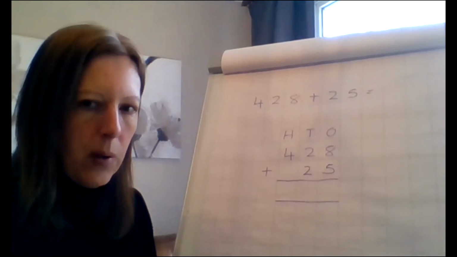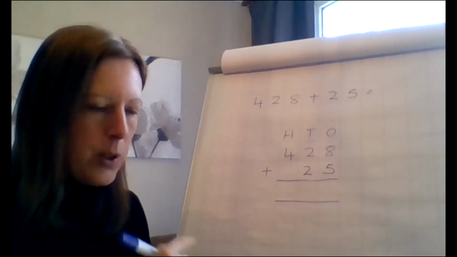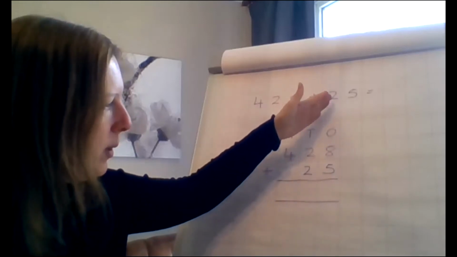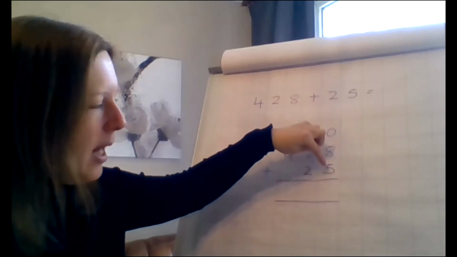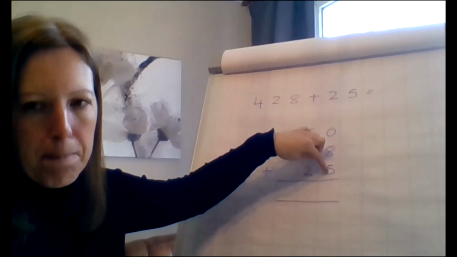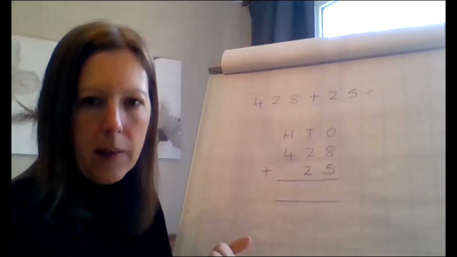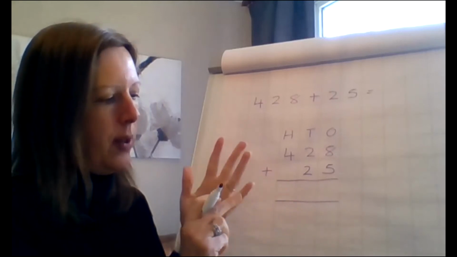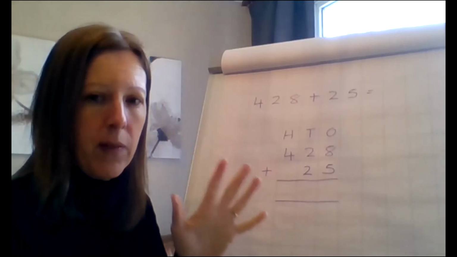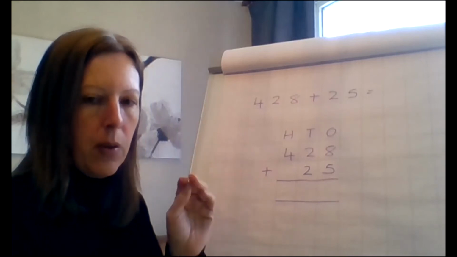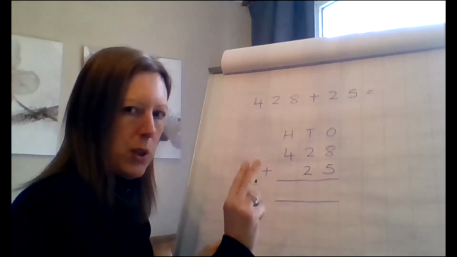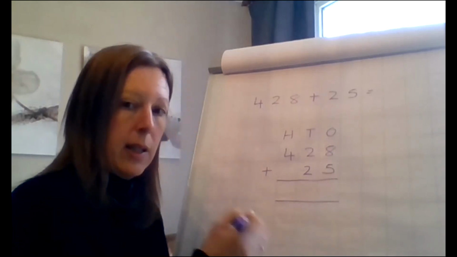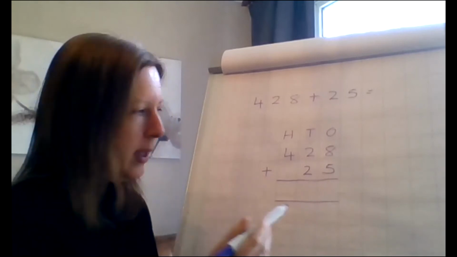The column that I'm going to start with, as we just reminded ourselves in the last question we did, is our ones column. Okay, we always start with our ones column to begin with here. So in my ones column, I've got 8 and I've got 5. Now, if I add 8 and 5 together, it's 9, 10, 11, 12, 13. So I've got 13 if I add 5 onto my 8. Now, 13, that's a 2-digit number. I can't put 2 digits in here. So this is where we come into our carrying over.